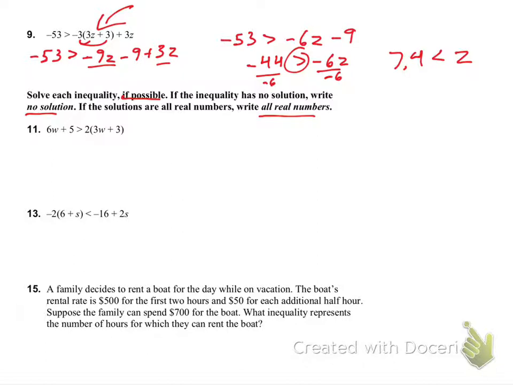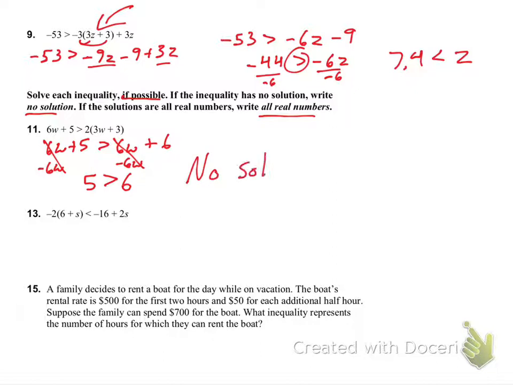So I'm going to distribute this. I'll have 6w plus 5 is greater than 6w plus 6. So I'm going to minus 6w on each side, so it's going to cancel that and that out. What you're left with is 5 is greater than 6. So you just have to ask yourself, does that make sense? This one does not make sense because 5 is not greater than 6.